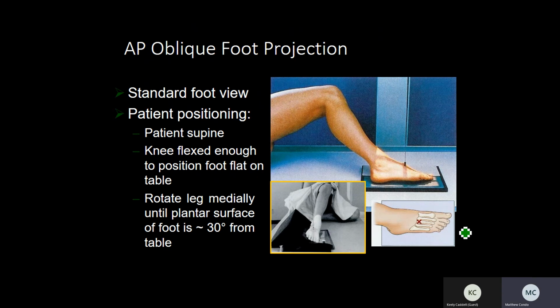This is the oblique foot projection. Essentially what's going to happen here is the patient's going to lay supine. Obviously, they're going to bend their knee to, let's call it, about 90 degrees. Again, it's going to be enough knee flexion that the patient can rest their foot flat on the table. The big difference here is that with the oblique view, I'm going to post up that foot so it's in about 30 degrees of internal rotation. And that's going to be very important because I'm going to get a totally different view just from that little difference of rotating 30 degrees.